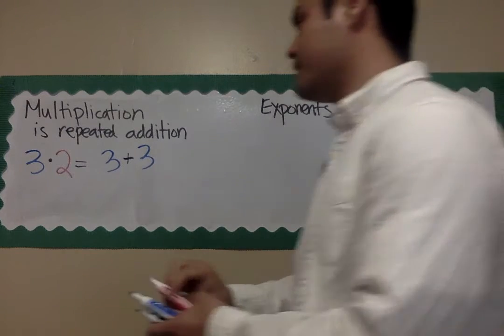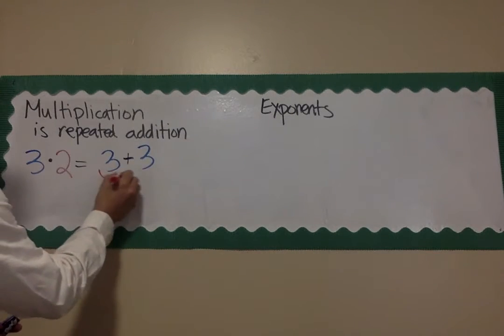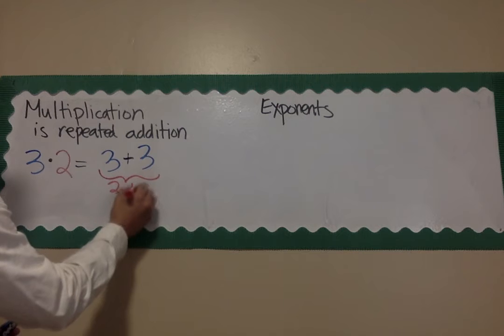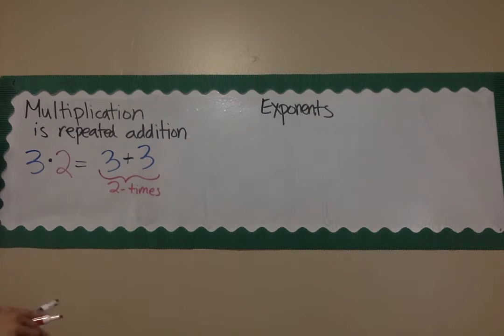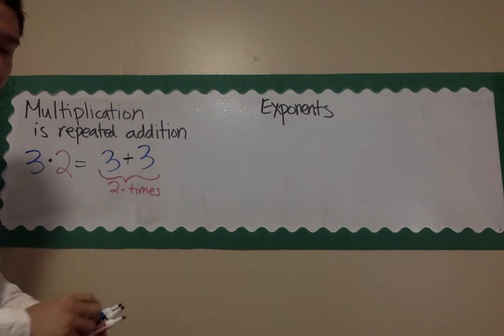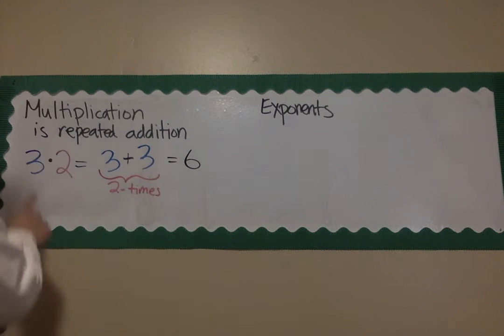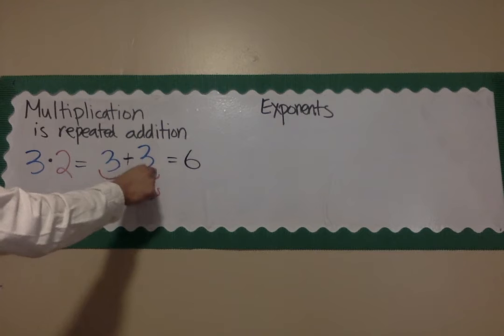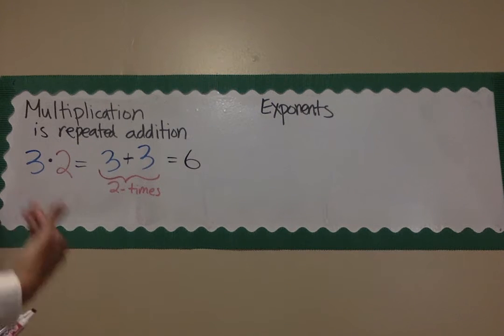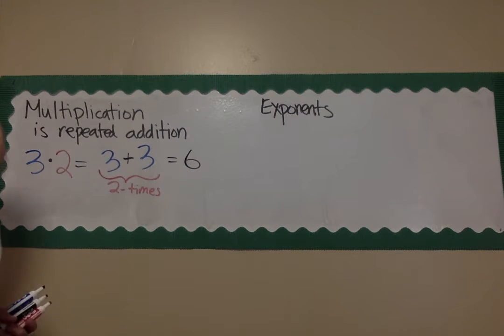How many times am I doing it? I am doing it 2 times. There are 2 3s on the board: 3 plus 3, which equals 6. The 2 is representing how many times you have to add that 3.